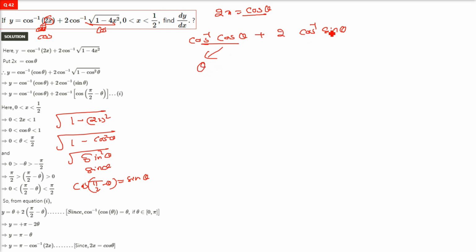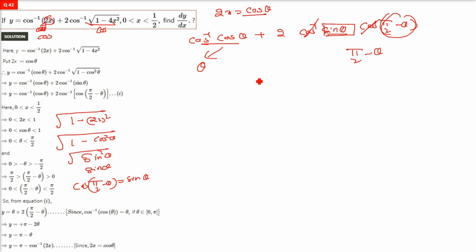So it will be theta, and sin theta we are putting it as cos pi by 2 minus theta. So cos, cos inverse you can cancel, plus twice into pi by 2 minus theta. So that will be 2 pi minus 2 theta. So we have 2 pi minus theta. Final will be pi minus theta, sorry. So that will come, but we'll just see. So here you will get pi by 2 minus theta.